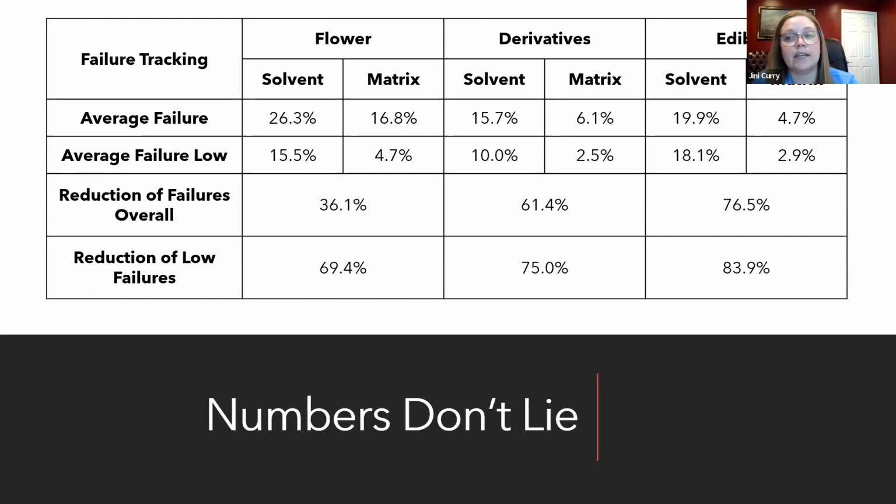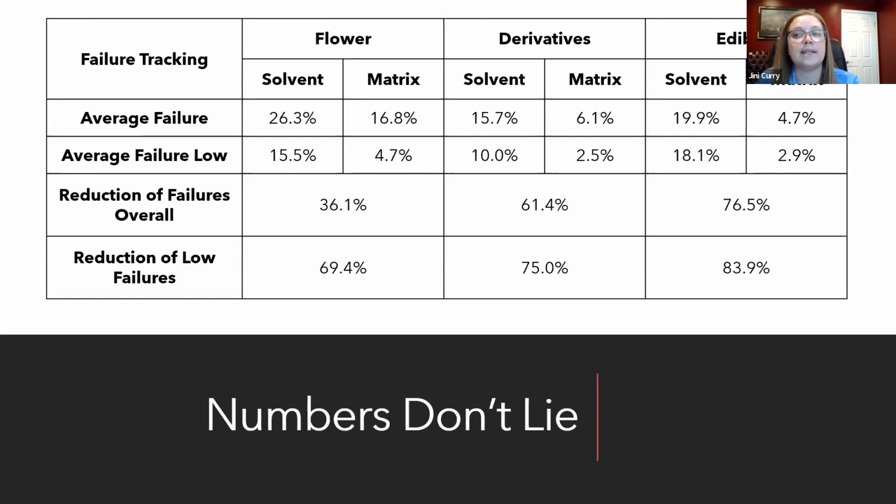And then finally, the edible samples. For these, what we're seeing is an overall reduction of failures of about 76.5%, taking those from an average of 19.9% failures to 4.7% failures, and then an overall reduction of low failures of 83%. So we're really able to resolve those low failures, taking them from 18.1% to 2.9%.